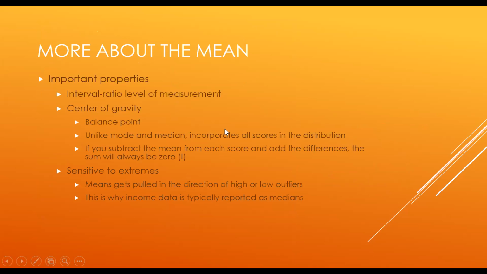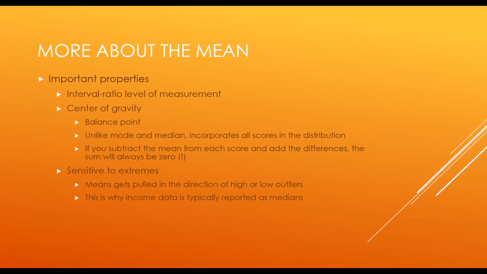Okay. Let's talk a little bit more about the mean. Few things that we always need to keep in mind. First, it is always for a measure of interval ratio level of measurement. It is never going to be for nominal or ordinal. It's really interval ratio, meaning it's got to have a value or some sort of measured data or a continuous variable. It's going to have some sort of gravity or center point.